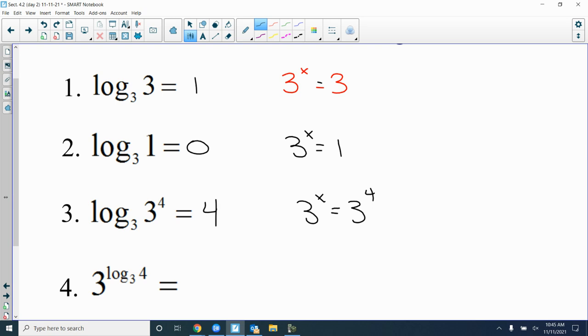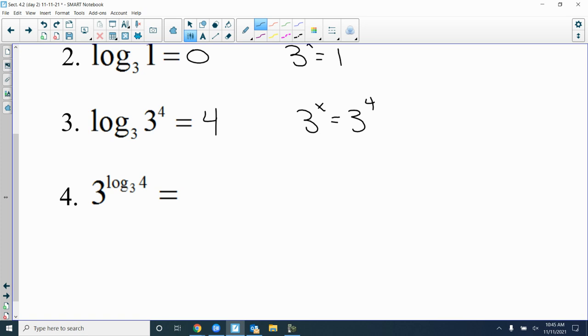All right, this one throws people off. These were all in log form. Think of this as exponential form. Convert that to exponential form. Still think of this as an x for right now. So log base 3 of x equals the exponent, which is that whole thing. So if I write it like that, what does x have to equal? 4. It's going to be 4.